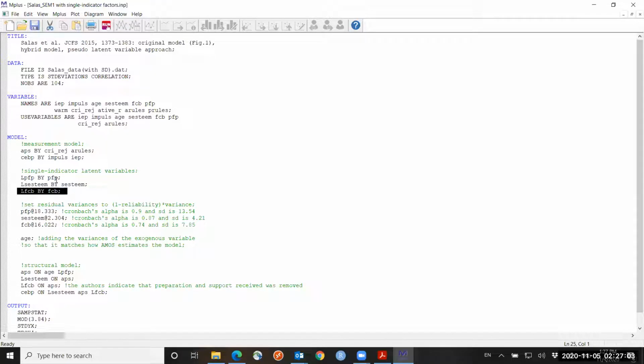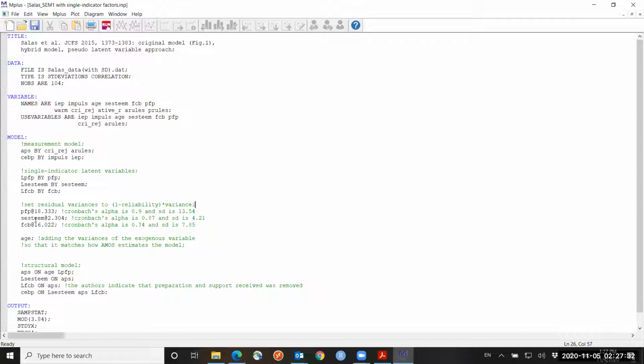Now, the factor loadings for these indicators have to be set to 1 because you have only one indicator. But Mplus does that automatically, so you'll see Mplus put the factor loadings as 1. Now you also have to set the residual variances, and this is where you use the reliability. So the residual variance becomes 1 minus reliability times the variance of that variable.